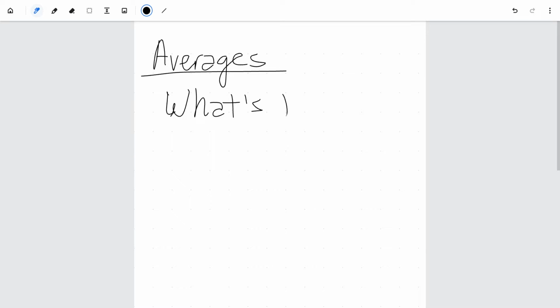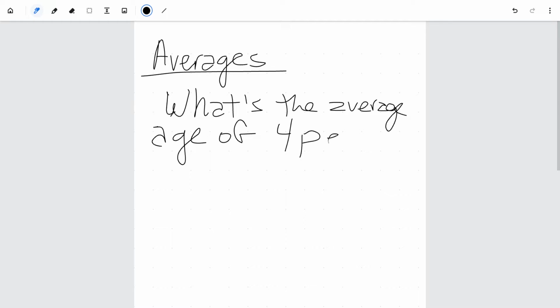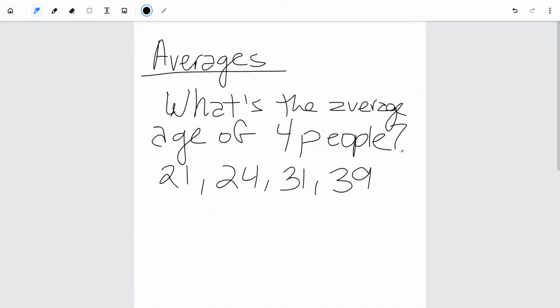So what's the average age of four people? Their ages are 21, 24, 31, and 39. All right.